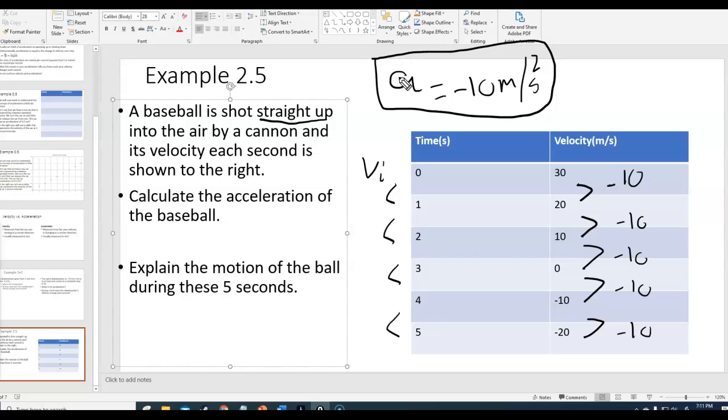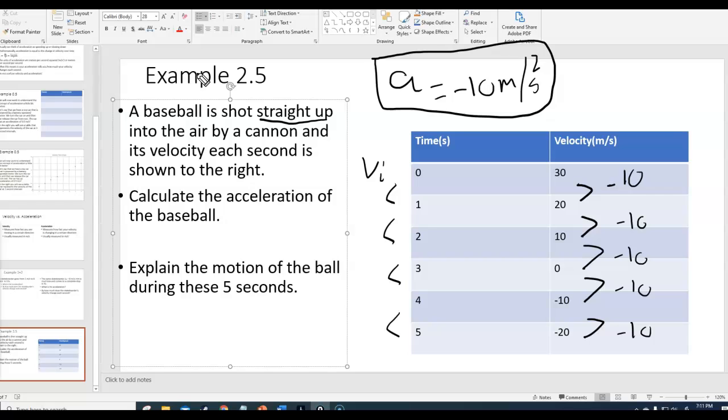Now, does that mean the baseball is falling down the whole time? No. Remember, acceleration has nothing to do with how fast the baseball is moving, and it has nothing to do with which direction the baseball is moving in. All that means is that the velocity is decreasing by 10 meters per second each second.